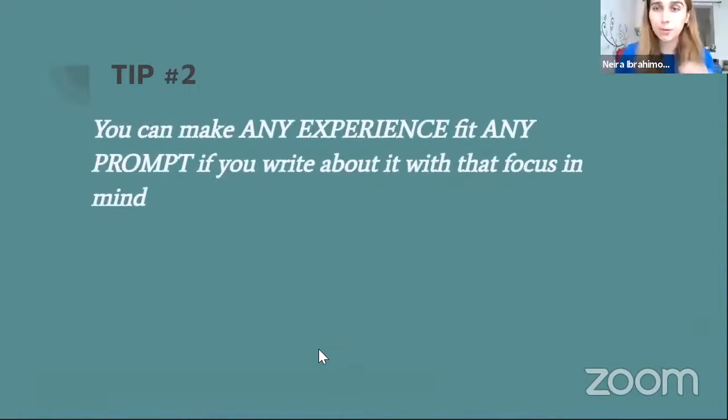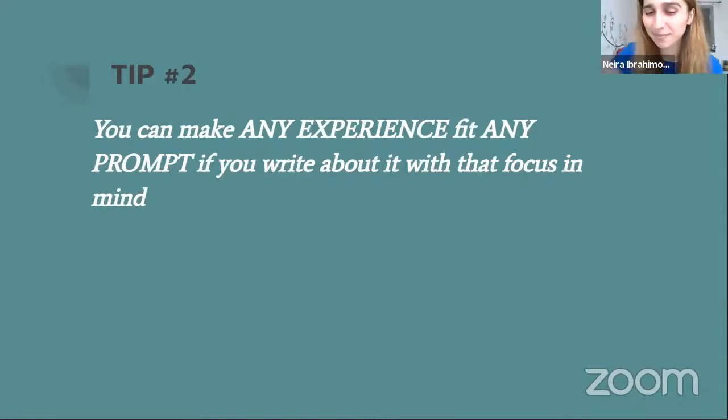All right, tip number 2. This one, I think out of anything you guys take away from today, it would be this. I want you to really focus on this because it's so important. So I'm going to say it and then I'm going to explain. You can make any experience fit any prompt if you write about that experience with the prompt's focus in mind.